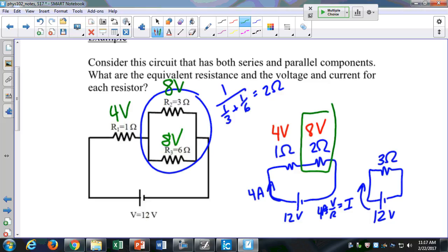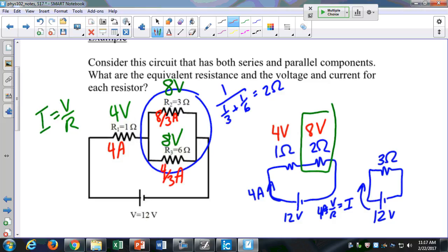And then, now I know the resistance and the voltage for all 3. I can find the current. And so I is V over R. So my current here will be 4 over 1, or 4 amps. Here it's going to be 8 over 3, or 8/3 amps. And here it'll be 8 over 6, or 4/3 amps.